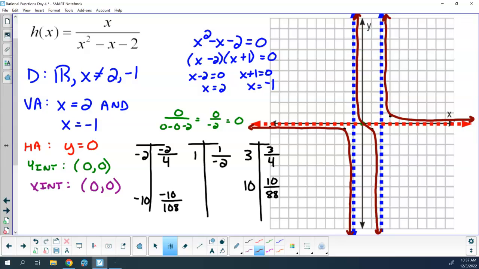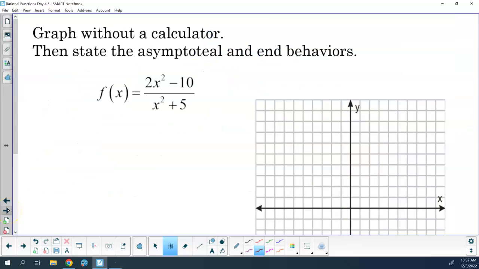If we would have had to do asymptote and end behavior, we would have had 2 end behaviors and 4 asymptote behaviors. We would have had left and right side of -1, left and right side of +2. Okay? One last one for you to do.